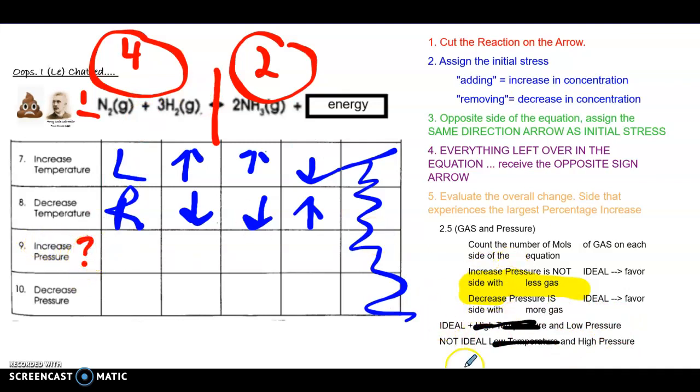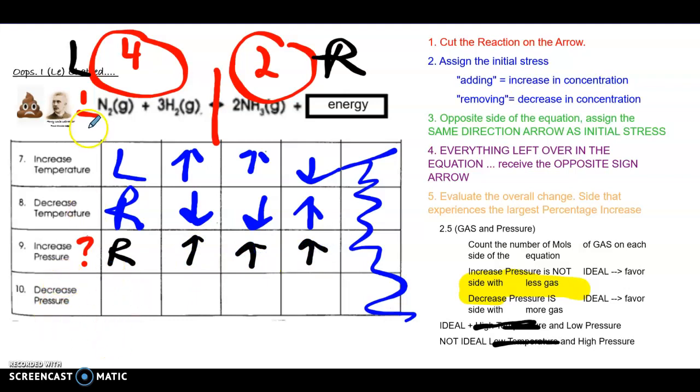Well, increasing pressure is not ideal. I favor the side with less gas. Well, that's this side. I am going to shift to this is left, this is right. Okay, shift to the right. And if it's increasing pressure, they all go up.